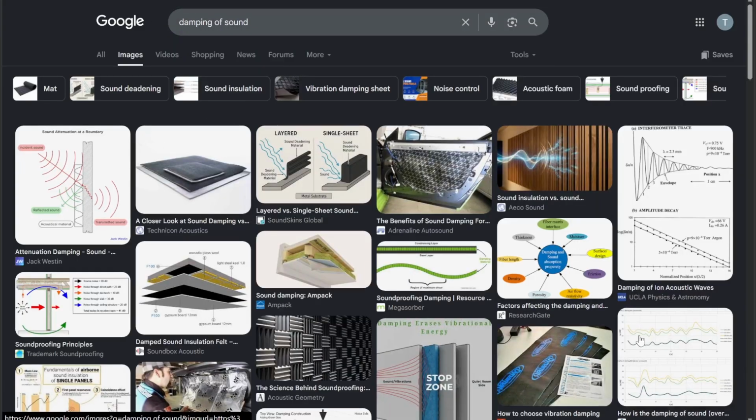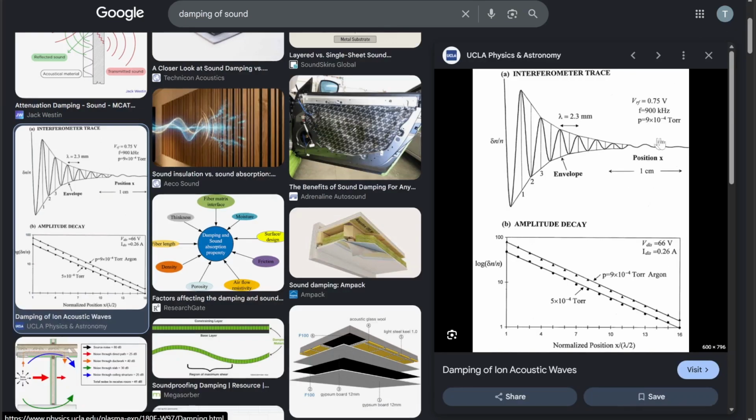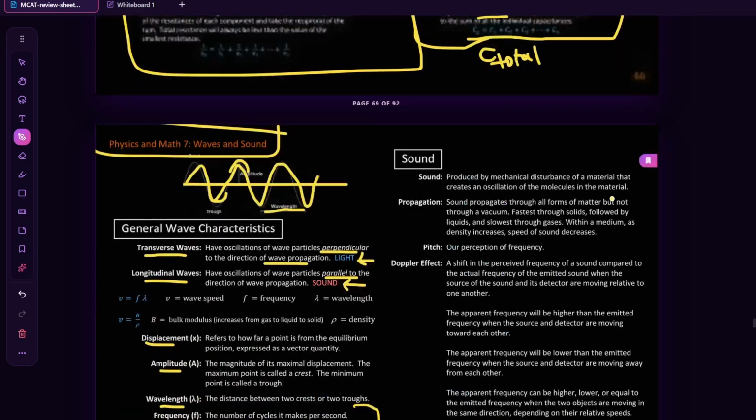So you could think of damping of sound as, look, this sound started really high and now it's diminishing. It's getting smaller and smaller as time goes by. And then sound. All right, sound is going to be pretty quick.